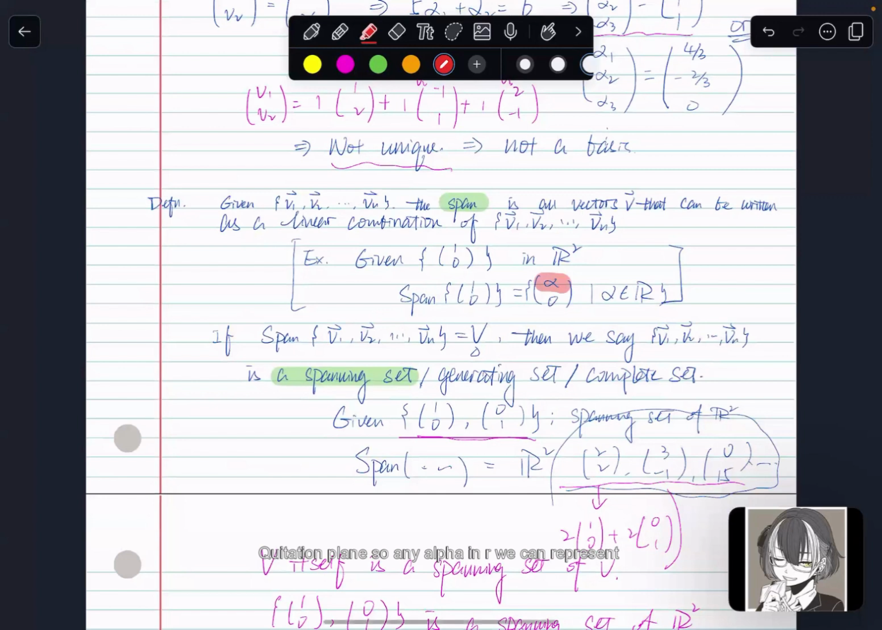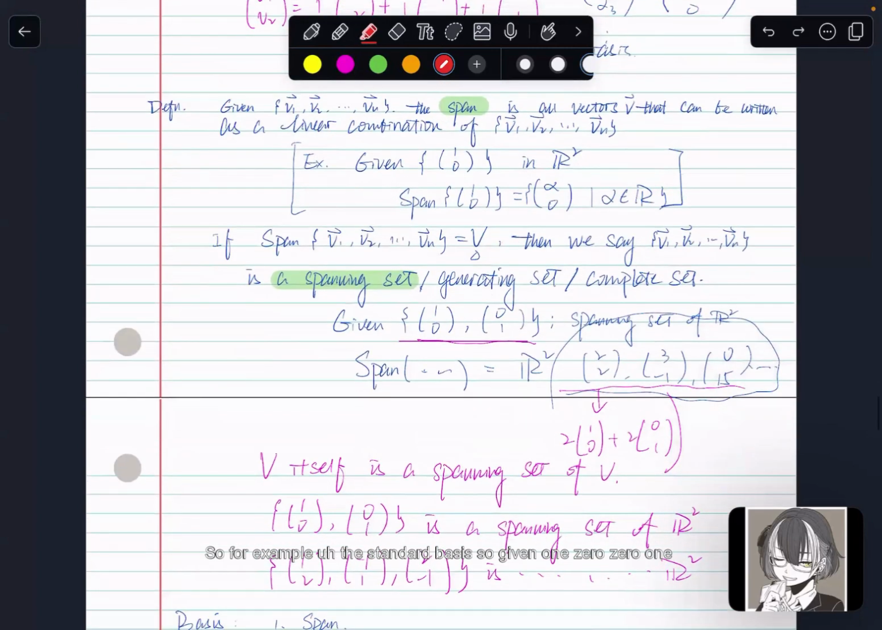So any alpha in R, we can represent as a linear combination of (1, 0). We just multiply by alpha. Now, the span of a set we write as span of the set. If the span of the set is the capital V, which means the vector space, then we say the set of vectors is a spanning set, or we call it a generating set or complete set.